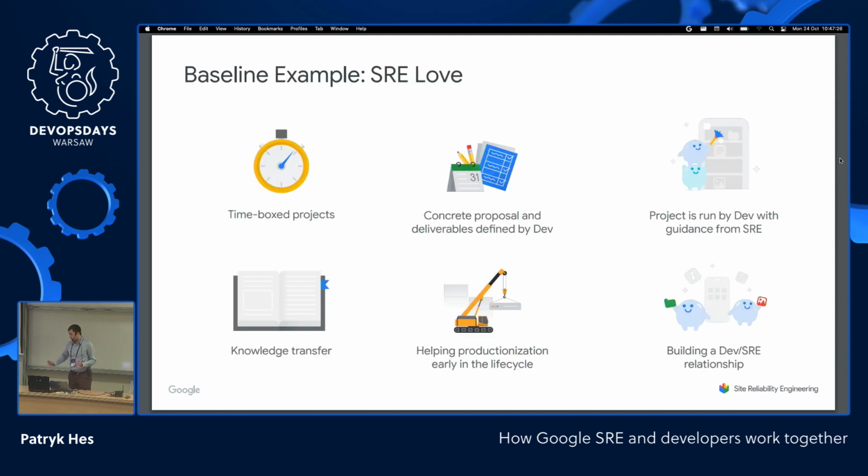Another example on the slide is called SRE Love, and this is a variation of the consulting that I described before. Let's imagine a dev team that owns their own production, but they have guidance from the SRE. The idea is that the SREs are kind of rented to the dev team so that they can teach the devs how to run the production. They are not meant to become on call for the service, but this could evolve into a more serious dev-SRE relationship.